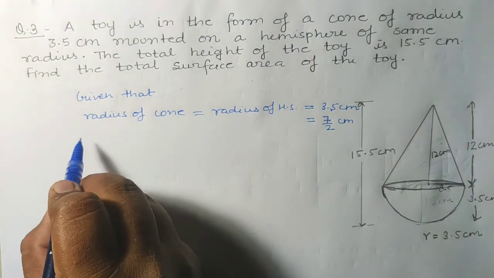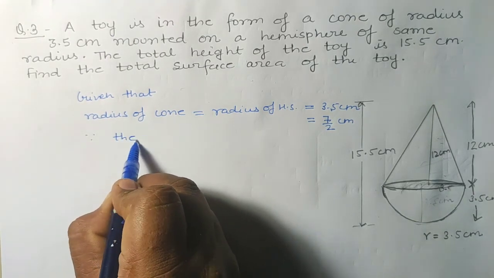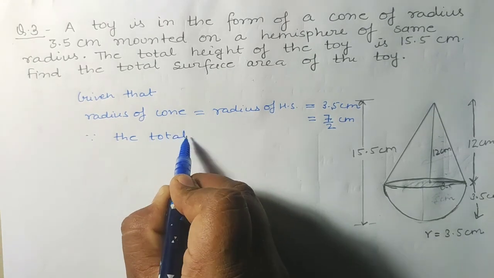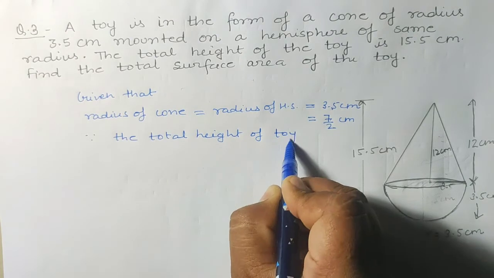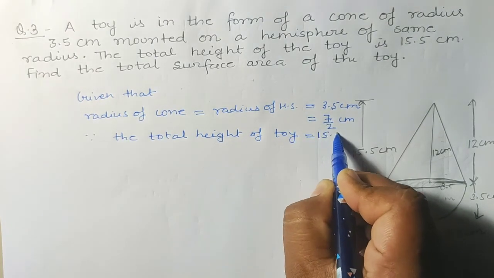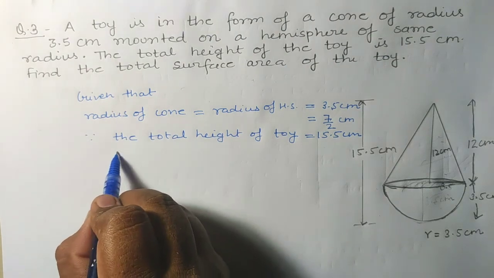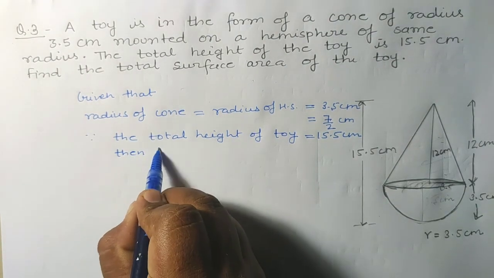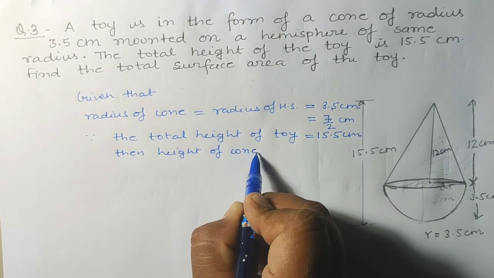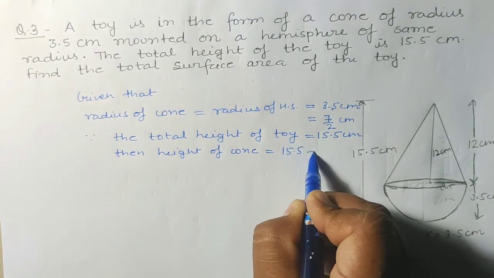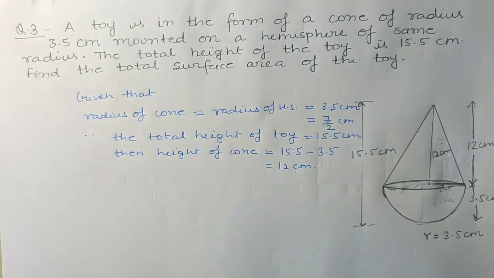Okay, since the total height of toy is 15.5 centimeter, then height of cone is 15.5 minus 3.5, that is 12 centimeter.